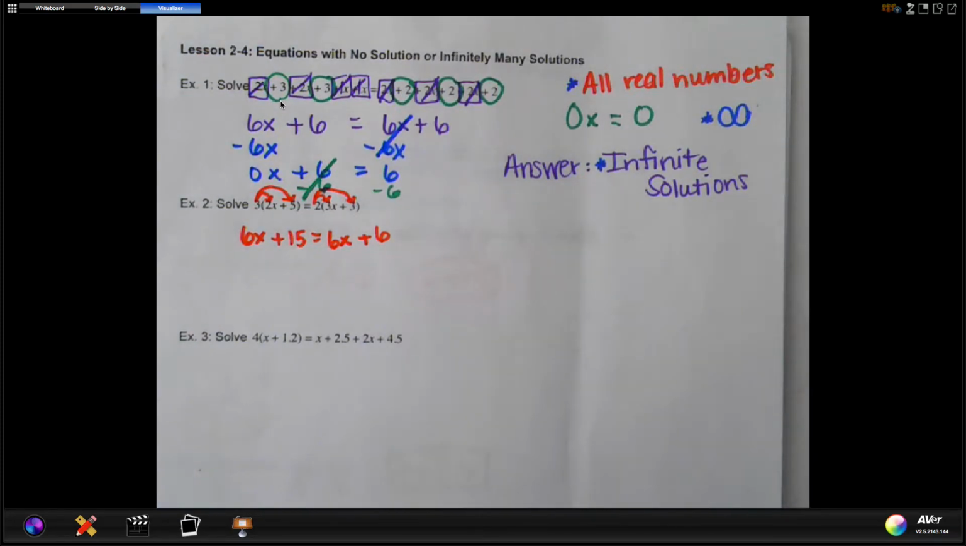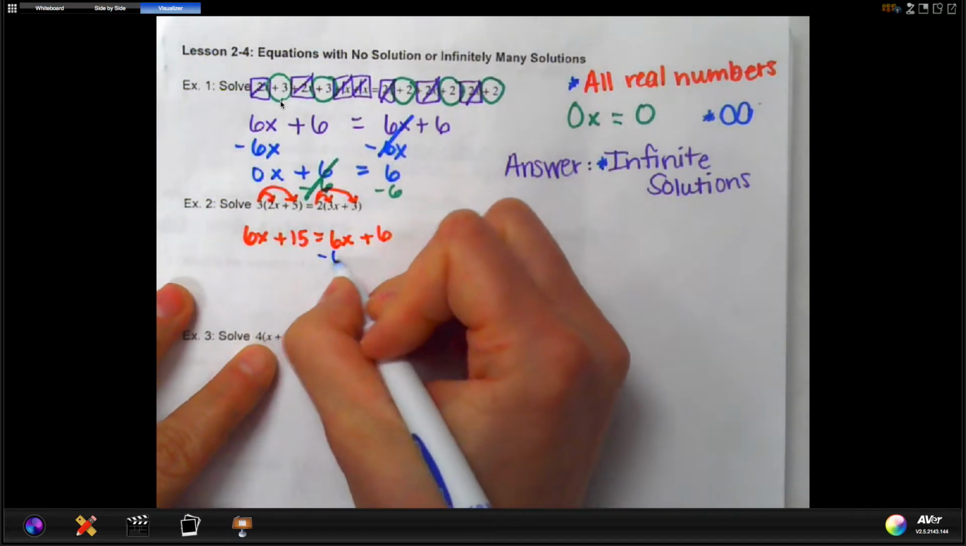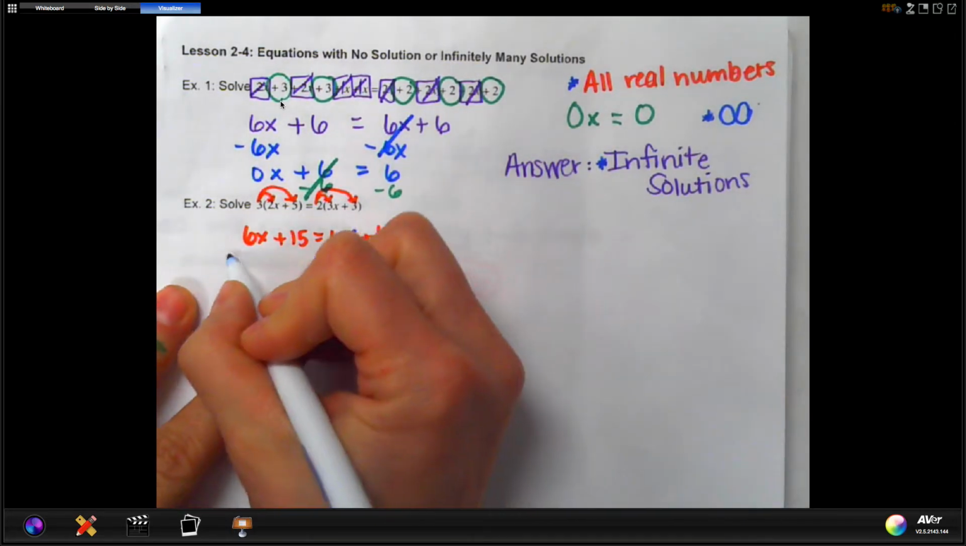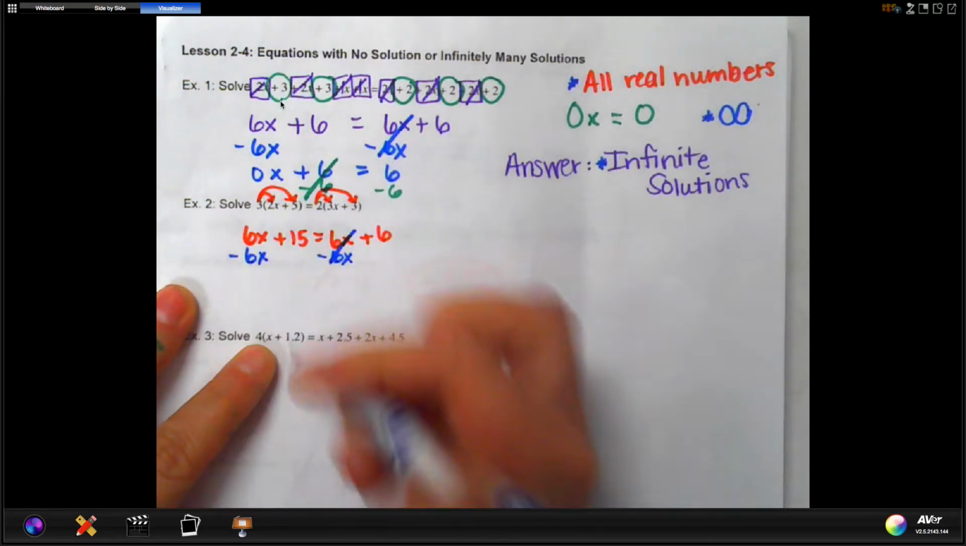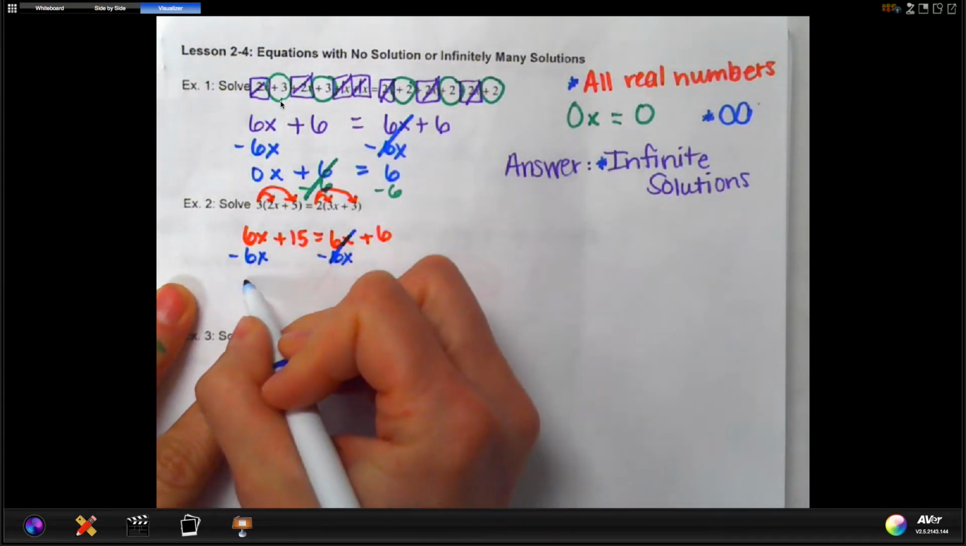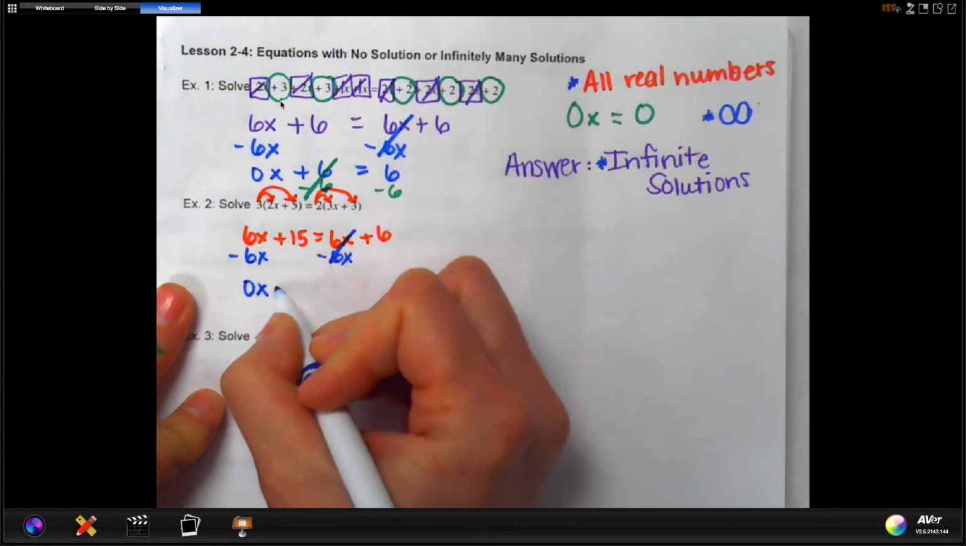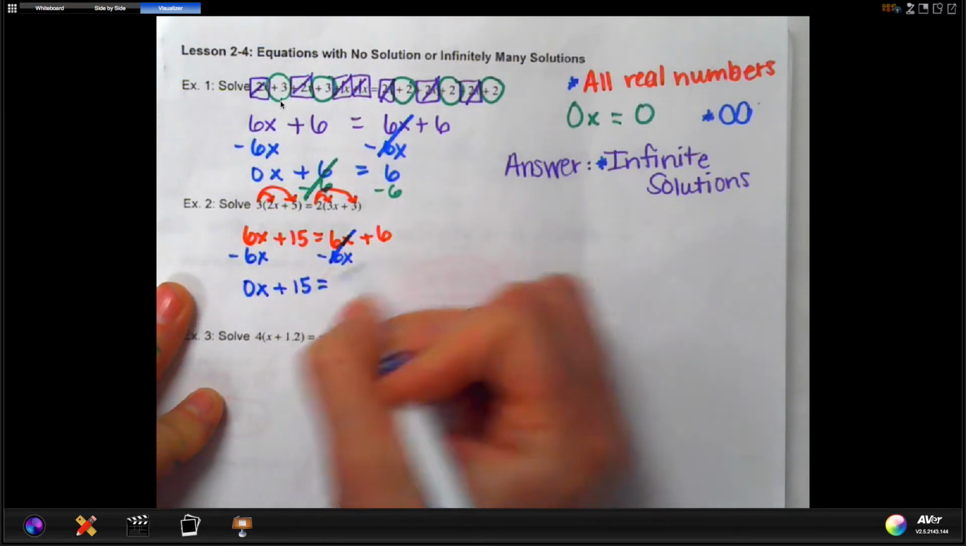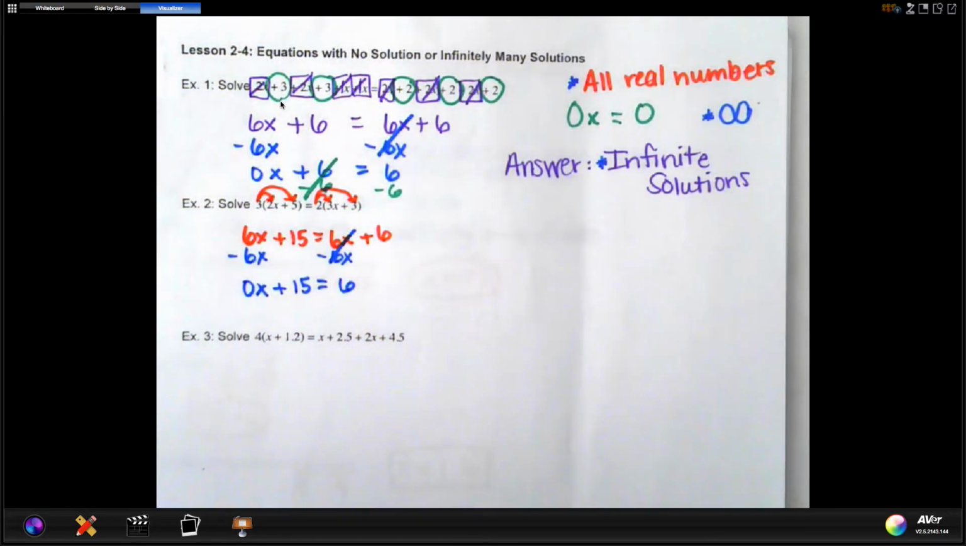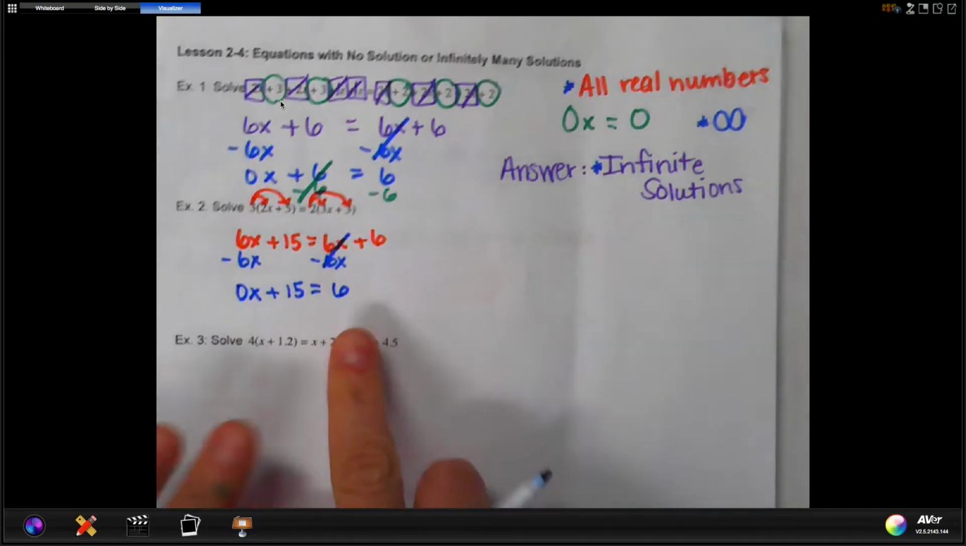All right, we'll start by canceling out our variable. Minus 6x cancels, minus 6x. We're still going to go through this. So 6x minus 6x is 0x. Bring down plus 15 equals, and bring down that 6. Okay, so now this 6 is already safe.